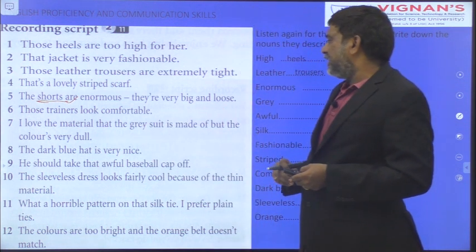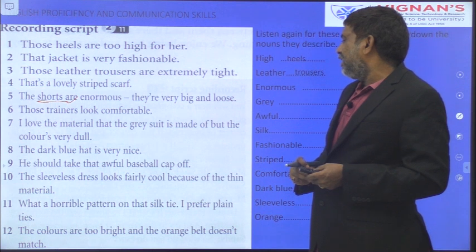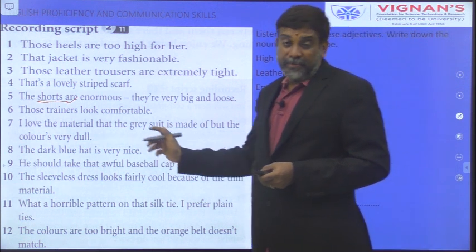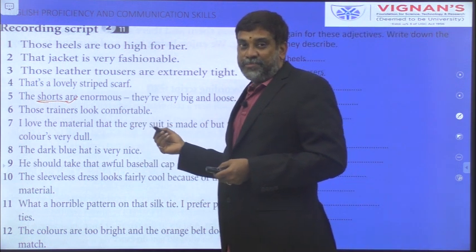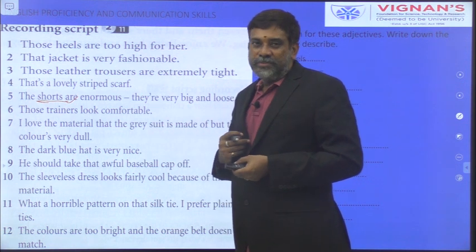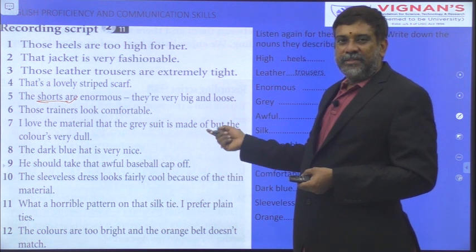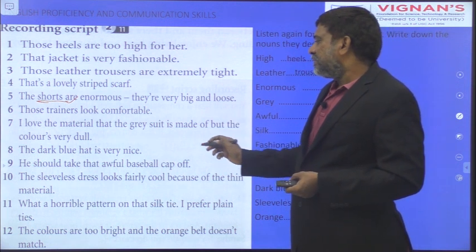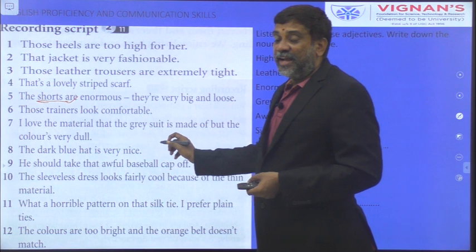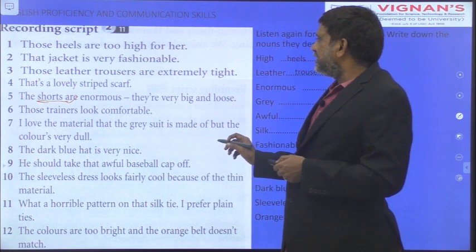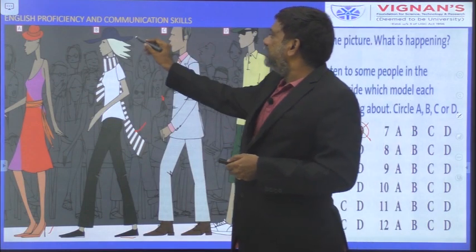I have the material that the gray suit is made of, but the color is very dull. We had seen the third picture. The man had owned the gray color suit, but the material was good, but the color is dull. So the dark blue hat is very nice. So could we see once again, where is the dark blue hat?